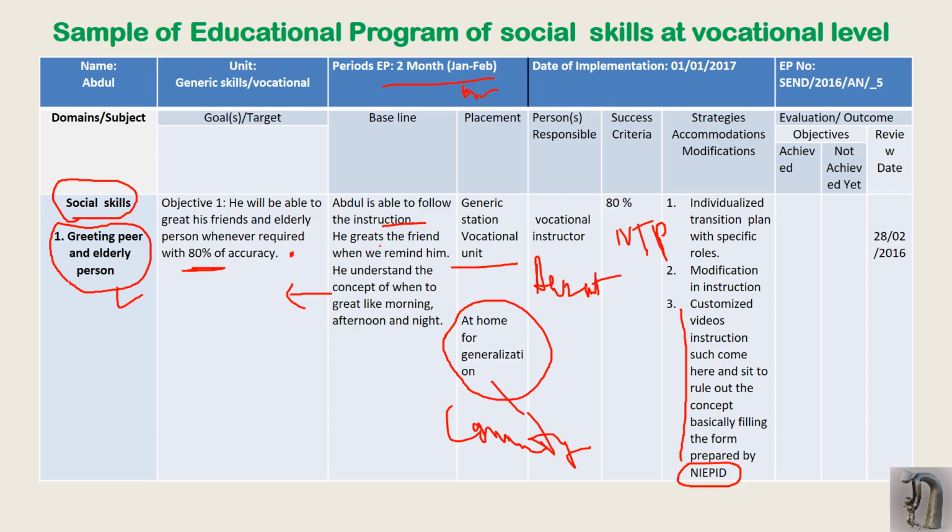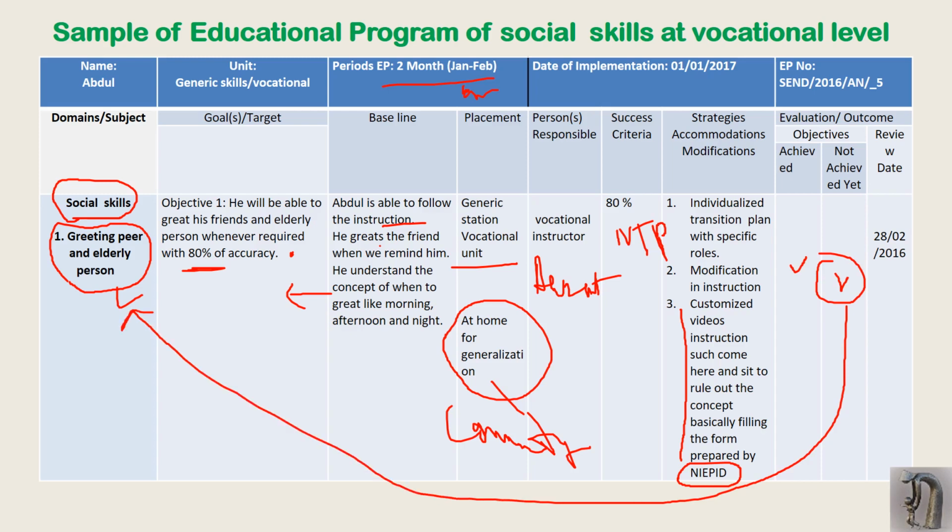And the evaluation is very important. If the child has achieved, you just tick. If he has not achieved, then tick here. If he has not achieved, then you have to go back to the objectives and think over whether I have selected the right objective, or I need to cut down, or my teaching strategy, accommodation and modification need to be replanned. So all these things you need to find out and frame again. So this is how your educational program looks.